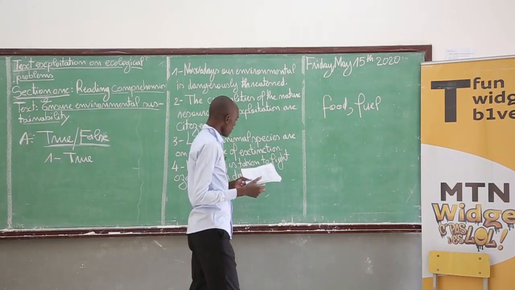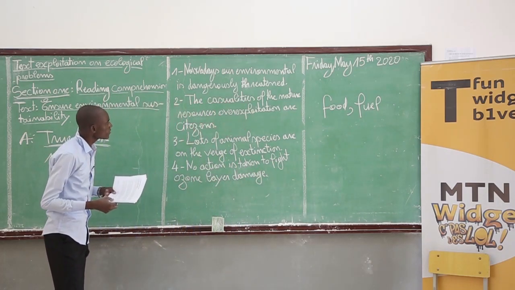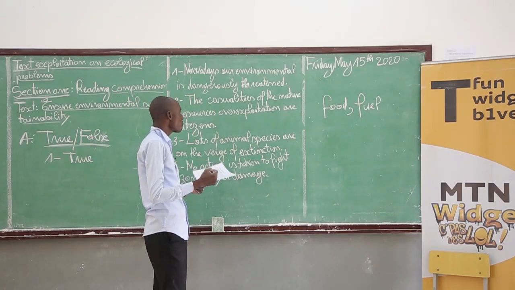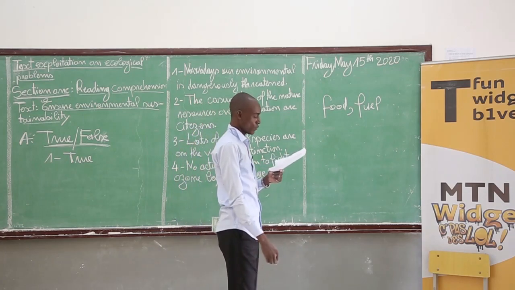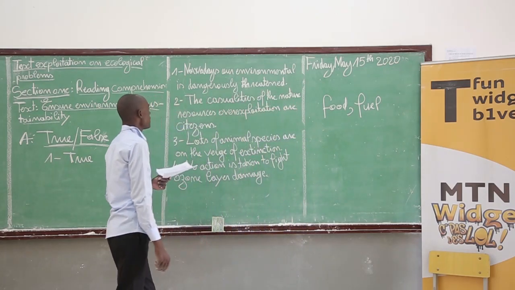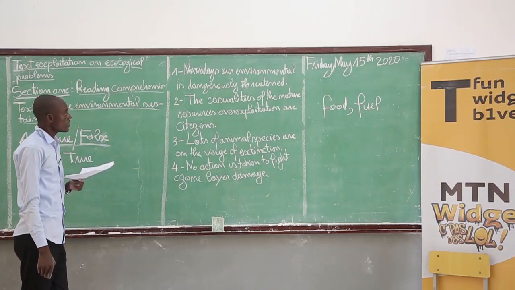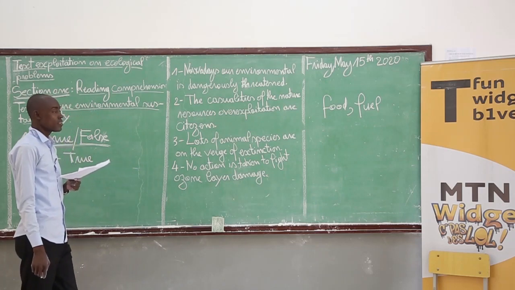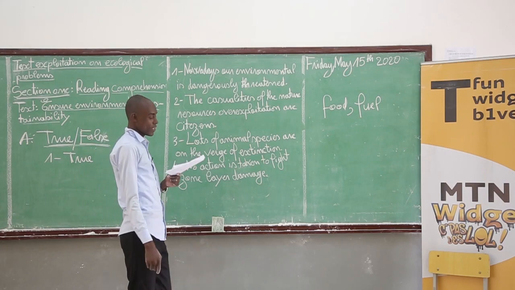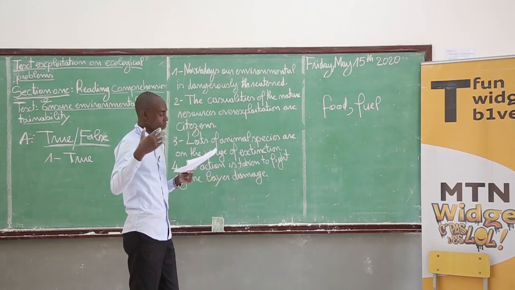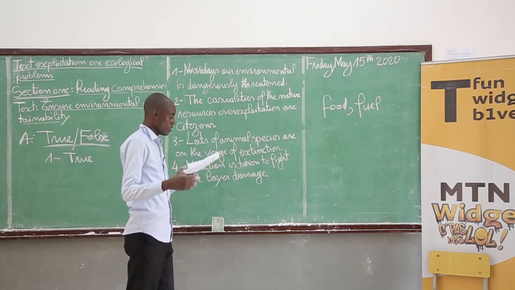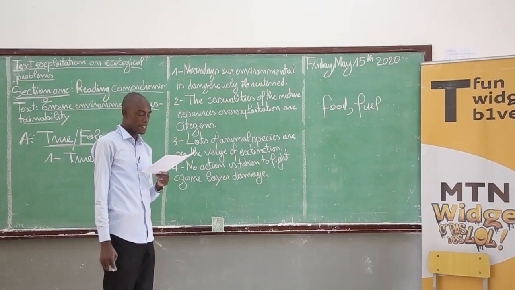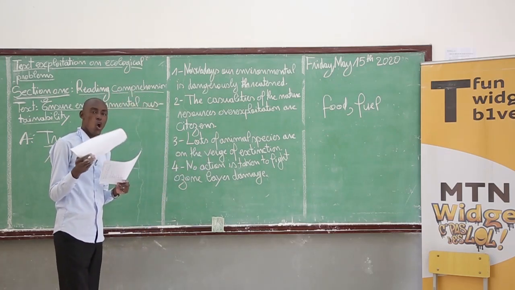Now, let's move to another statement. The casualties of the natural resources over-exploitation are citizens. Now, say if this sentence is true or false, according to what you have understood, as far as our text is concerned. Is this statement true or false?